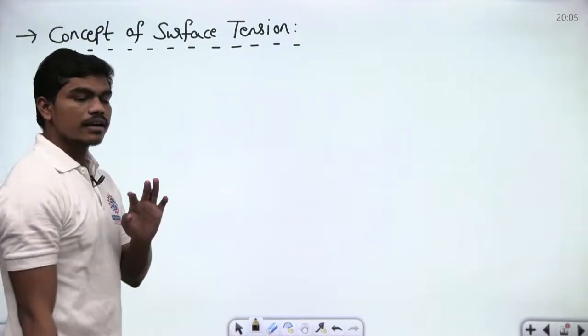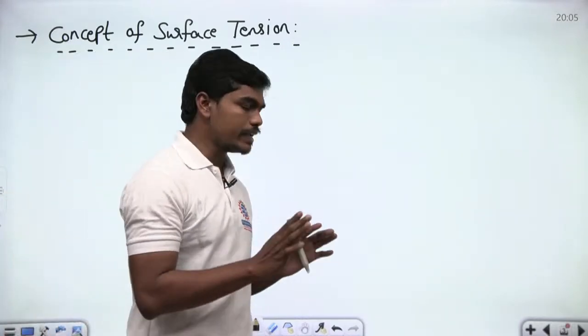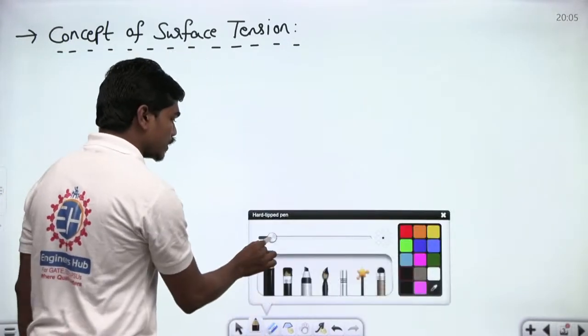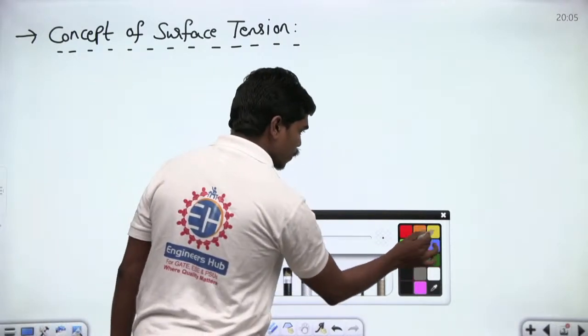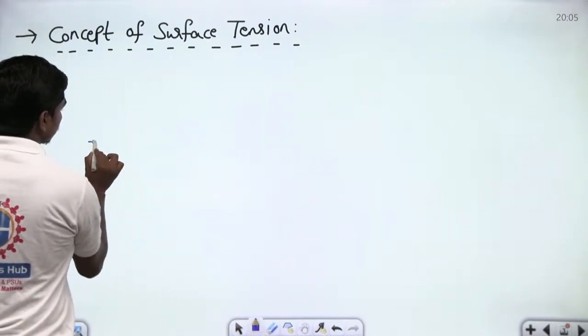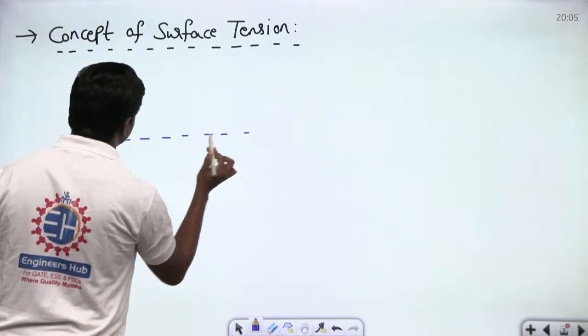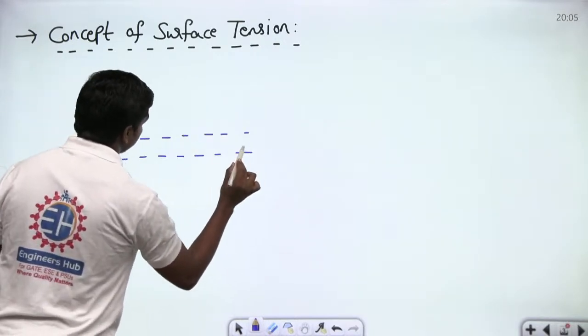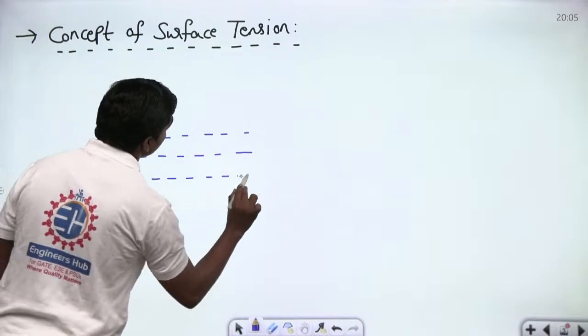Fine, so we are clear till here. Let us identify why this concept is named surface tension. Let us suppose there is some liquid, a bulk of liquid, that is here.